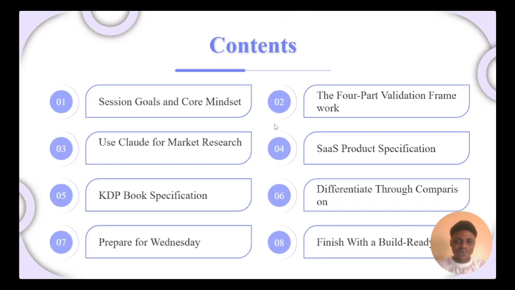So here is the content of today's summary. Number one, we're looking at session goals and core mindsets. Number two, the four-part validation framework. Number three, use Claude Code for market research. Then SaaS production specification, KDP book specification, differentiate through comparison, prepare for Wednesday. And lastly, we'll finish up with a build-ready plan. Now, these are the core content we are going into today. And on Wednesday, we'll start training you on the actual skills in order to build those products.